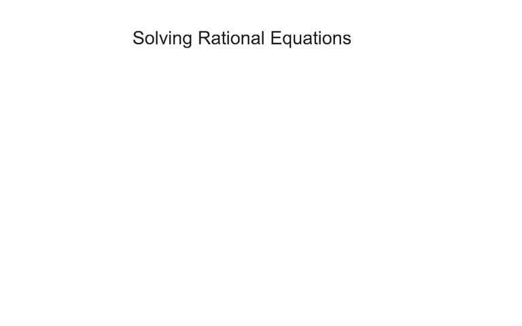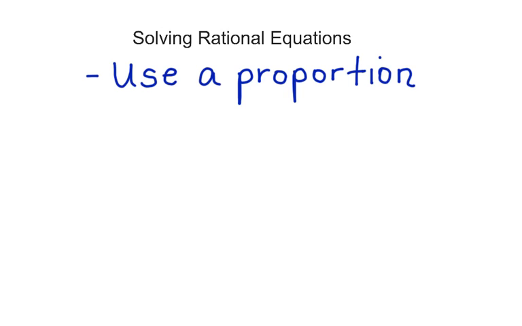There are a couple of different ways to solve a rational equation. The first way you've already learned. Using a proportion is one way to solve rational equations. When two rational equations are equal, they create a proportion. Then you can cross multiply and solve. You did this in an earlier concept.